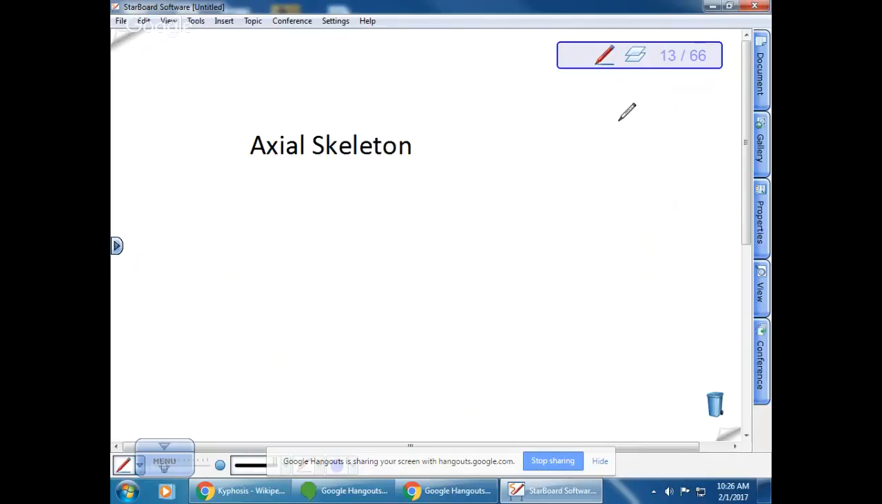So in your book, or in that skeleton that I handed you last week, the axial skeleton is colored differently than the appendicular skeleton.